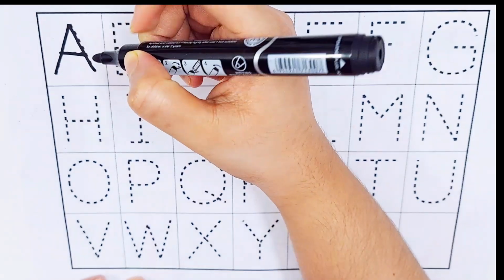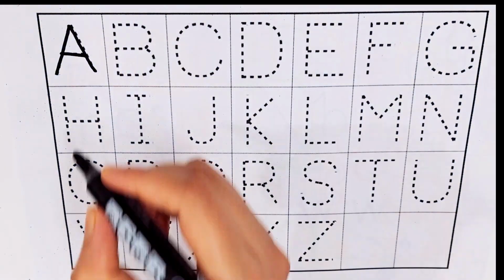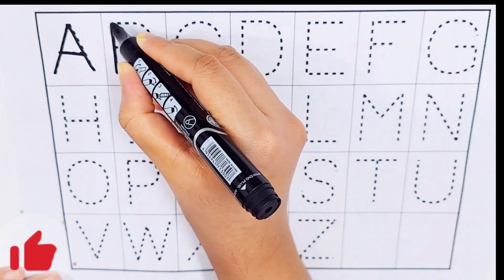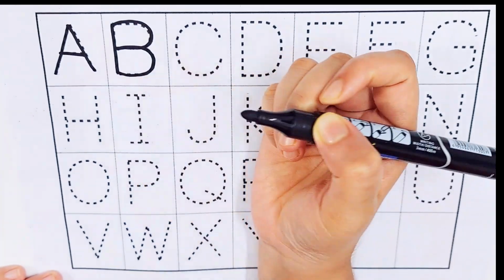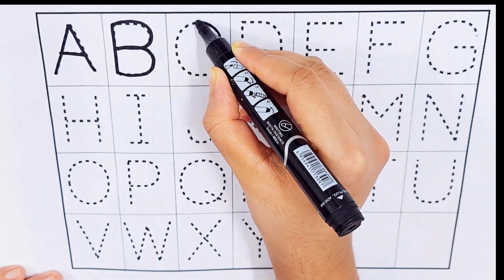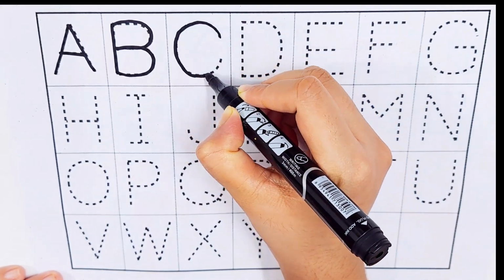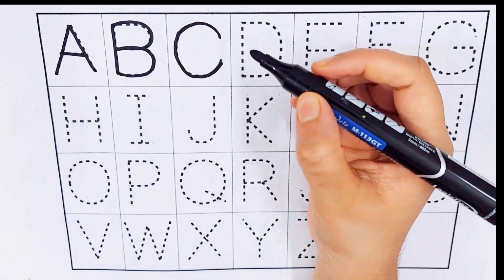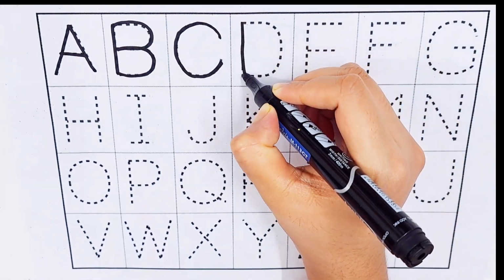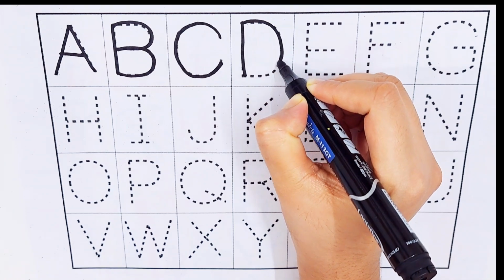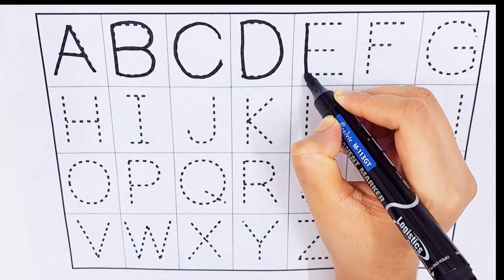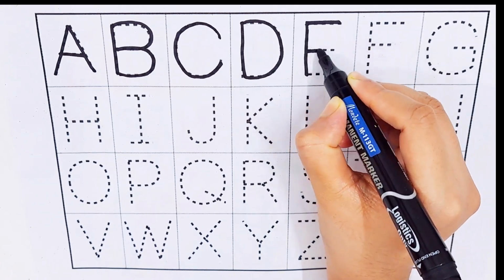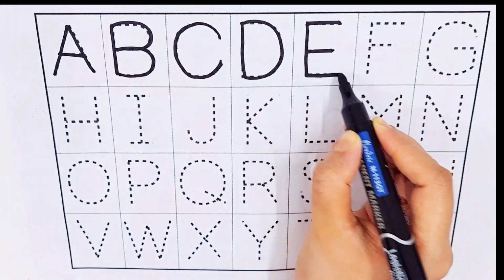A for aeroplane. B for blueberry. C for cake. D for dragon. E for eggplant.